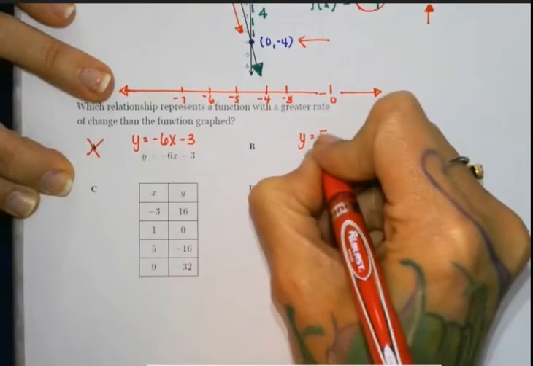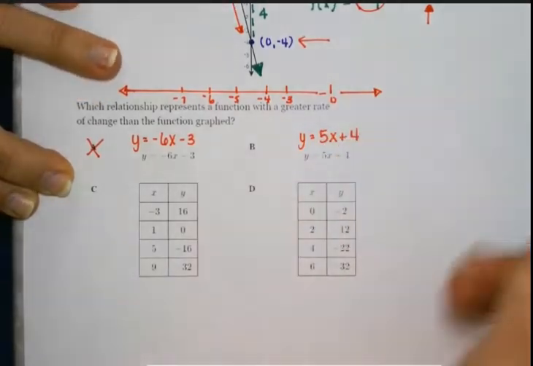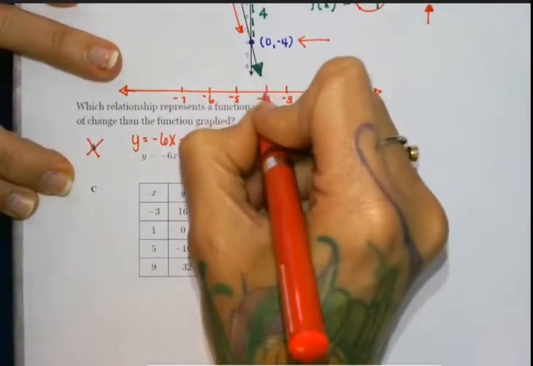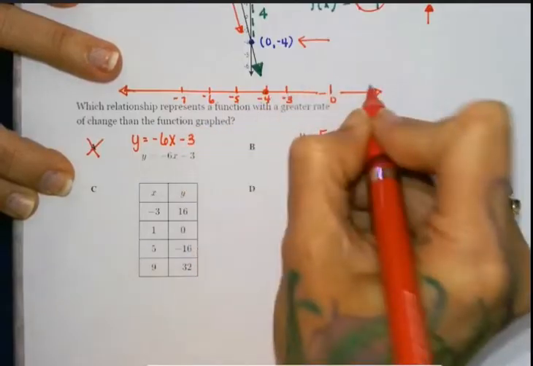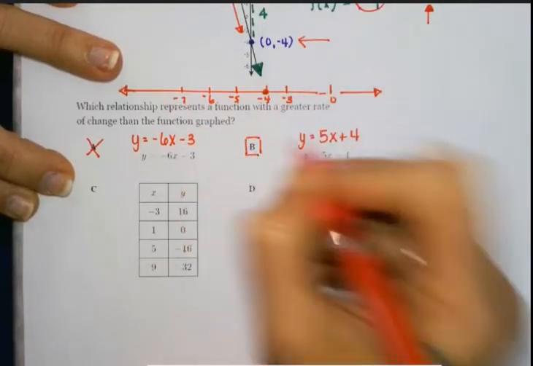Y equals 5x plus 4. 5 is greater than negative 4. That is to the right. So this one's looking good. So we're going to leave it as an option.